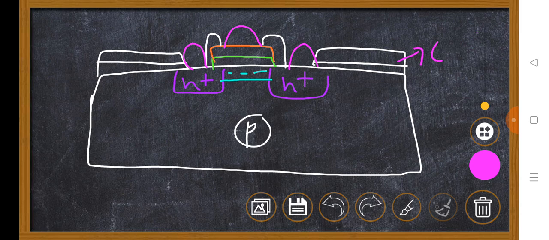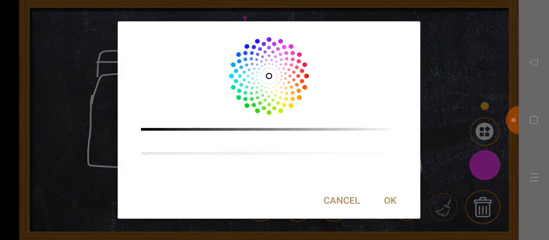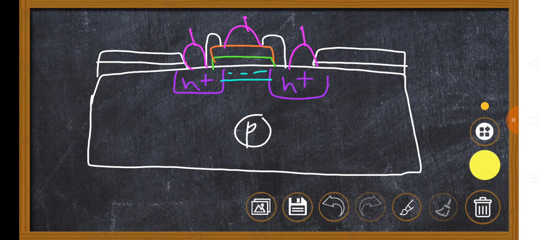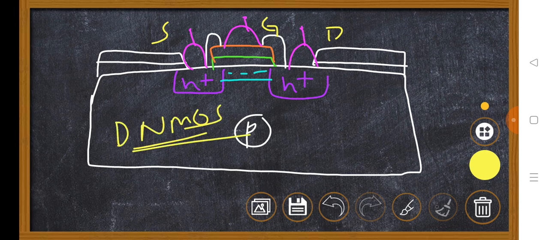Is it clear? And this is gate, source and drain. I will use a different color to represent. This is drain, this is gate, this is source. Is it clear? This is depletion mode NMOS. I hope you are clear. If you have any doubts, you may ask.